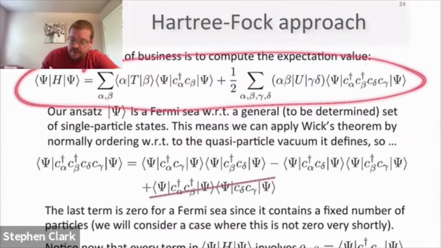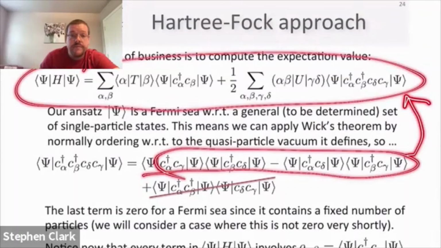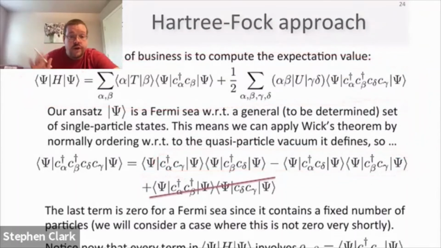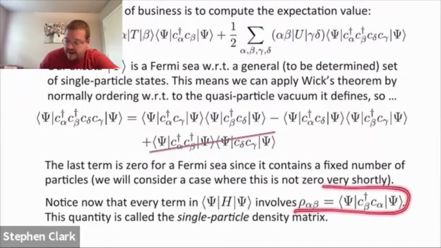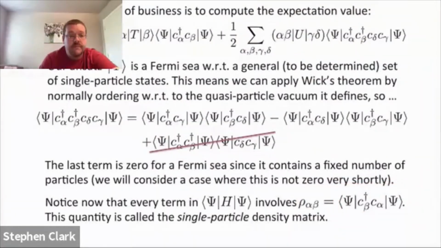And you'll notice that if you insert this into here, the thing that appears all the time is an expectation value that looks like this: C dagger of some mode, C of another mode. So let's call that rho alpha beta, because what this is actually called is the single particle reduced density matrix of the system. For fermions, there is one slight technicality: you write the indices of this matrix in the inverse of how the operators appear inside here. It's not essential, but it just makes some of the mathematics a little bit simpler if you do that.